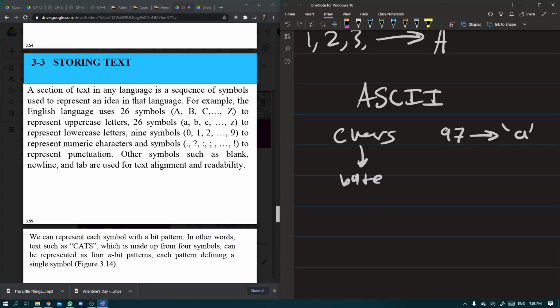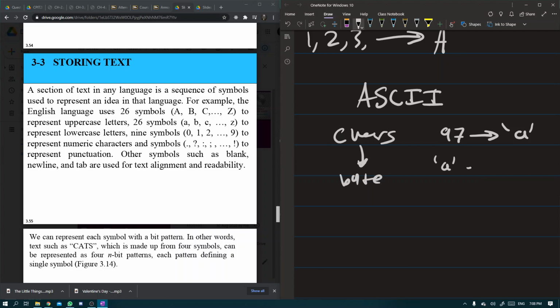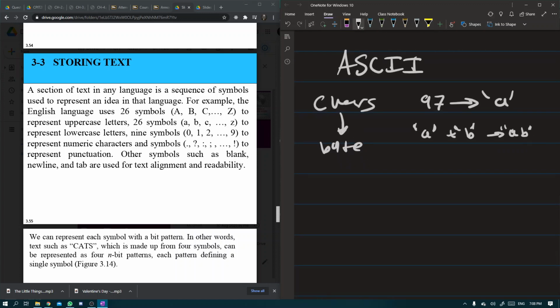So that's how they represent characters. And when you put characters together, you get a string. And usually in Java, you denote a character with single quotation marks, and for strings you use double quotes, but in Python it doesn't matter.